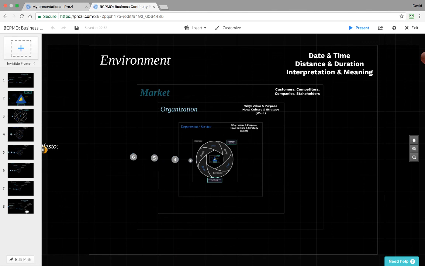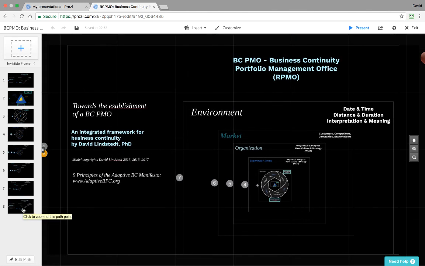For the business continuity professional, the goal would be to set up a business continuity portfolio management office, or a recoverability or recovery portfolio management office, looking at the entire portfolio of options to prepare an organization to recover from disaster.